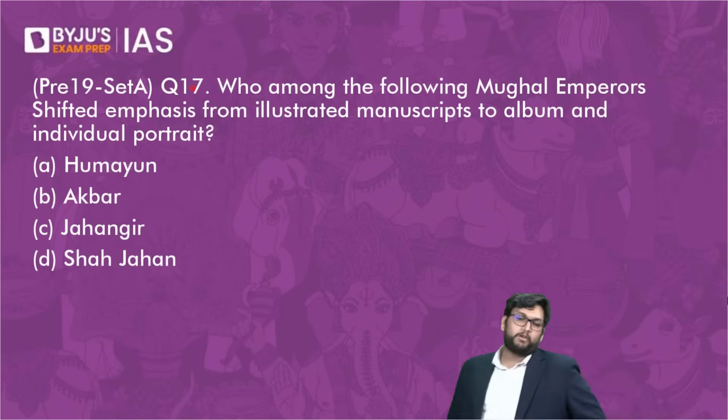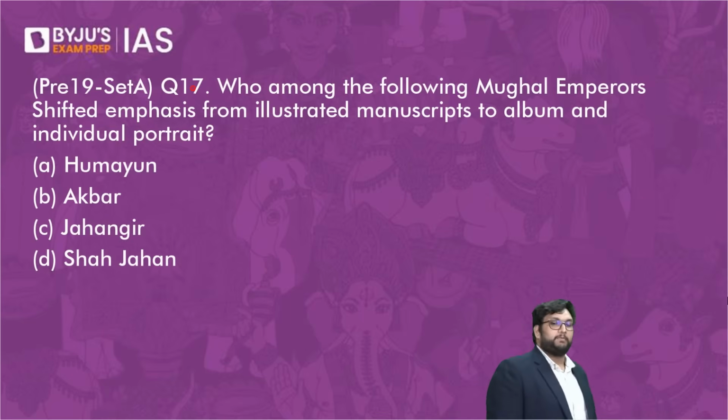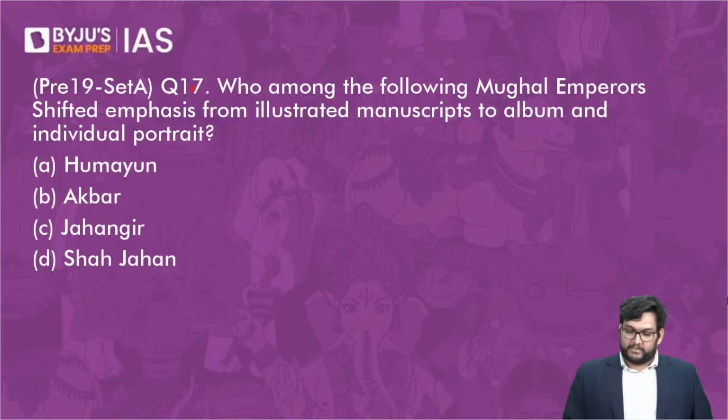Now, who among the following Mughal emperors shifted the emphasis from illustrated manuscripts to album and individual portraits?